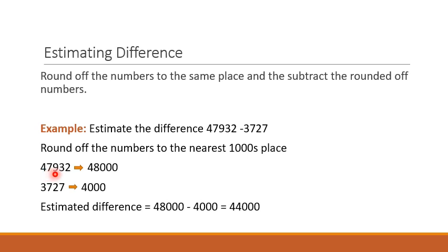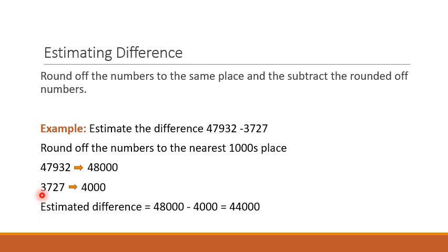Now see the number which is towards its right. It's 9. It is greater than 5. So I add 1 to this rounding digit. So 7 becomes 8 and the rest of the digits become 0. So 47,932 will be rounded off to 48,000.